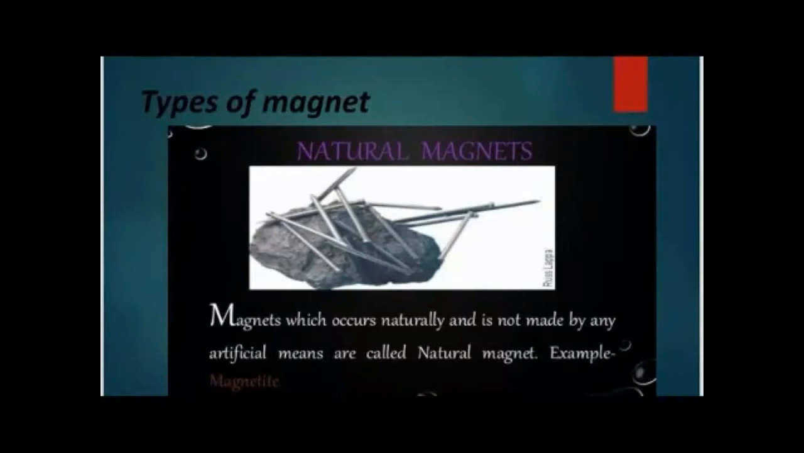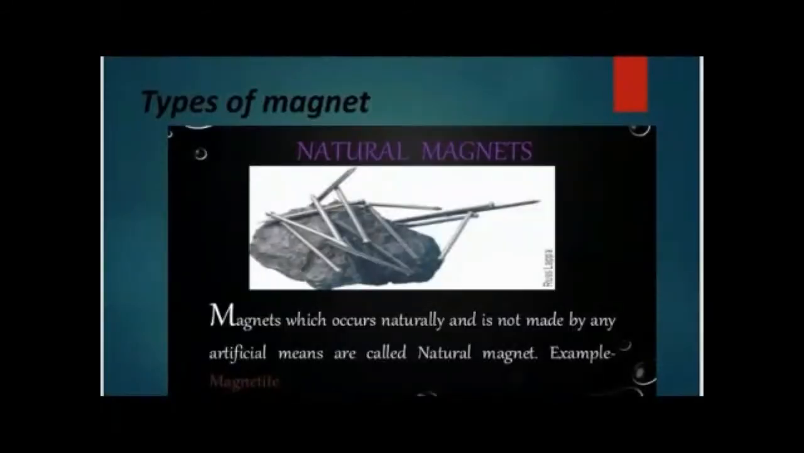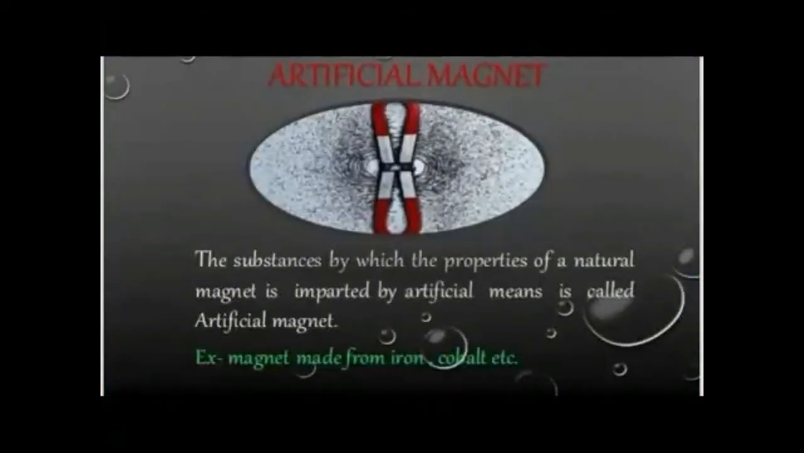So students, do you know how many types of magnets there are? Yes, there are two types of magnets: natural magnet and artificial magnet. So magnets have two types, natural magnets and artificial magnets.